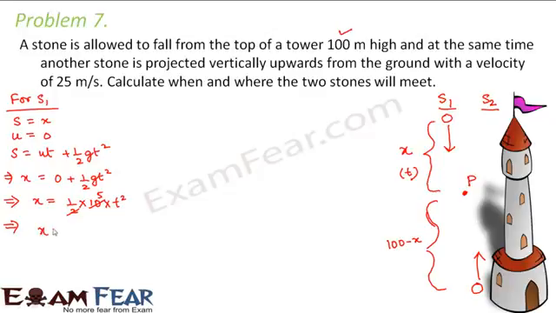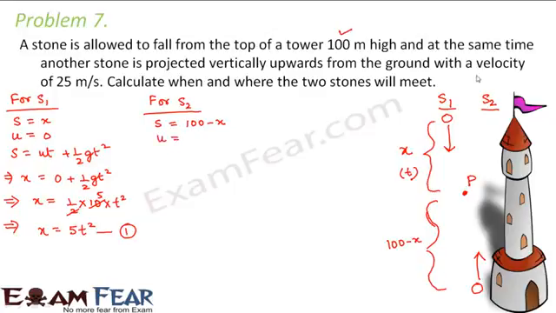So we can write x is equal to 5t square. So this is my first equation for stone S1. Now let us do the same thing for the stone S2. Now for S2, what is S? S is the distance traveled, that is 100 minus x. Right? What is the initial velocity for stone 2?